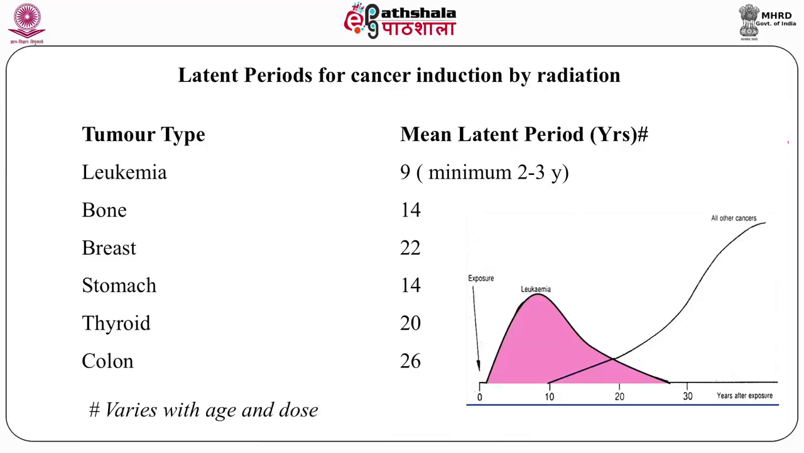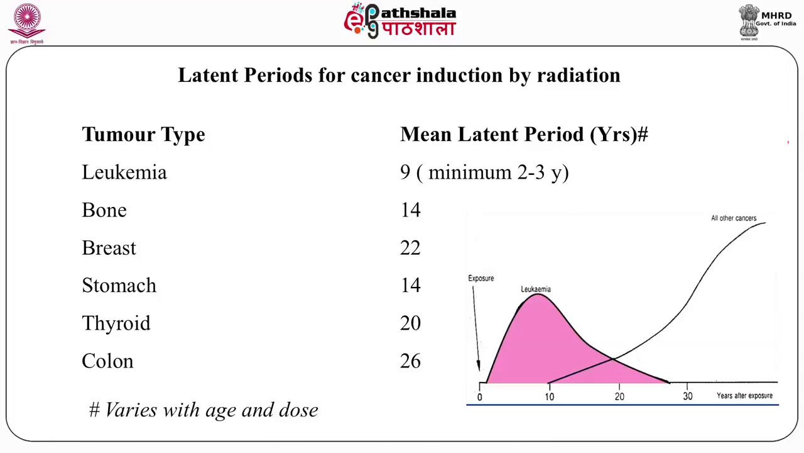Now, as I touched upon a little earlier, there is a latent period for cancer induction by radiation. As you would be knowing, mutations take place in our cells all the time due to various mutagens or agents. They could be chemical, physical, or radiation. The body cells have repair mechanisms, and those damages are being repaired by the cell. It is only when these repairs are not happening properly or remain unrepaired that one may develop cancer over a period of time. From the time of exposure till the cancer develops or is detected is called the latent period.